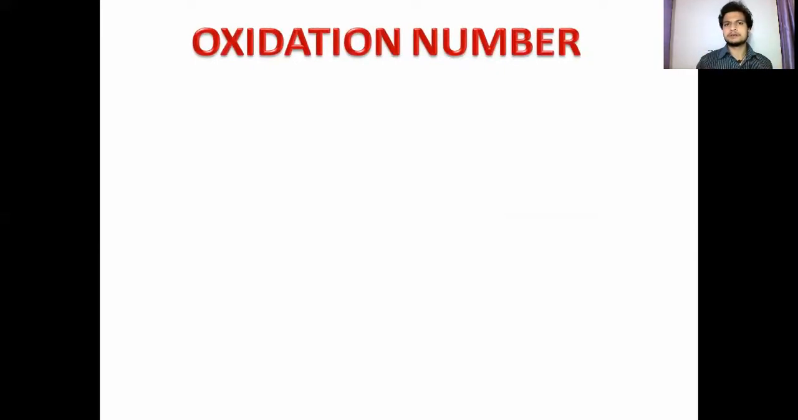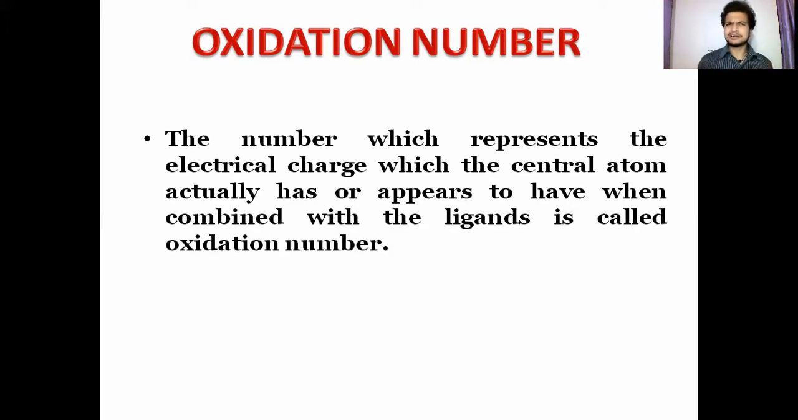Very, very important. Okay, what is oxidation number? It is nothing but the electrical charge of the central metal atom. Oxidation number is always for the central atom, which it has or appears to have when it binds with the ligand. Sometimes it appears, sometimes it already has an actual charge. That particular charge is nothing but oxidation number.